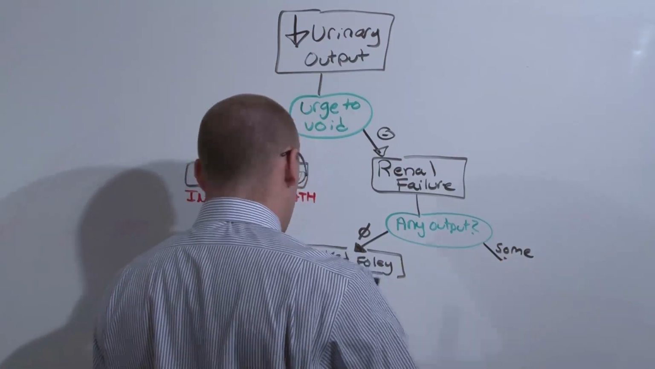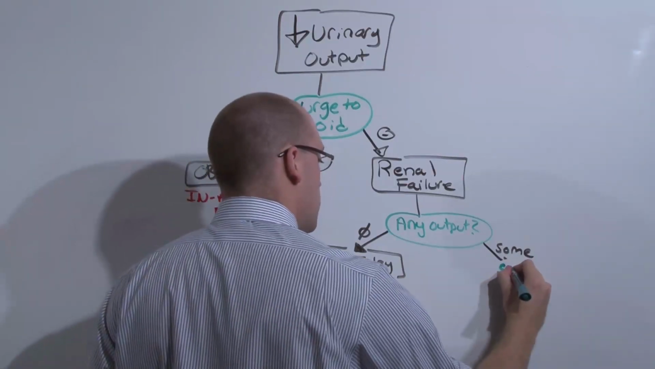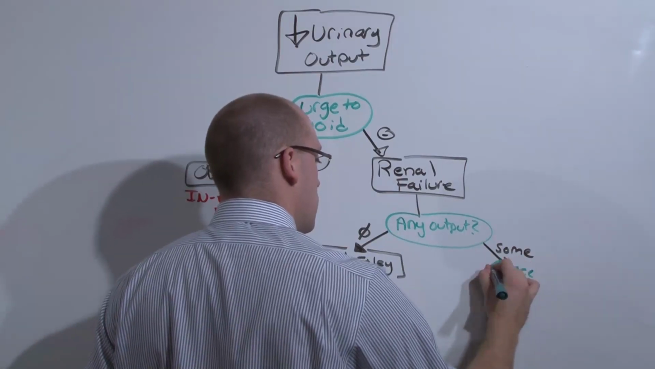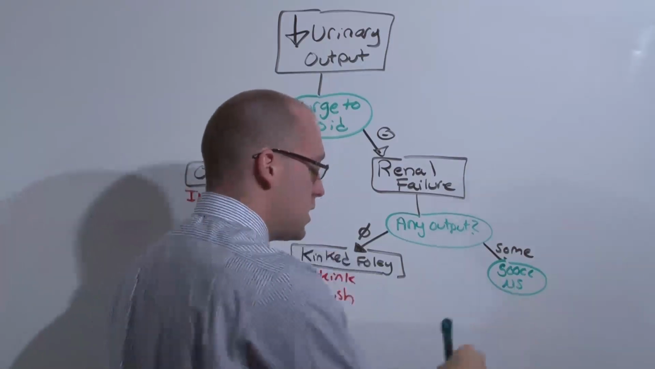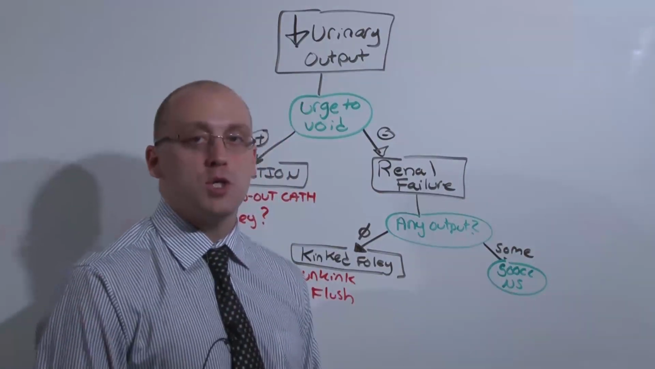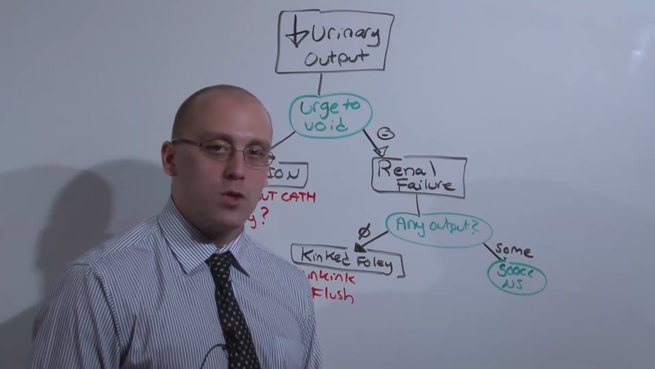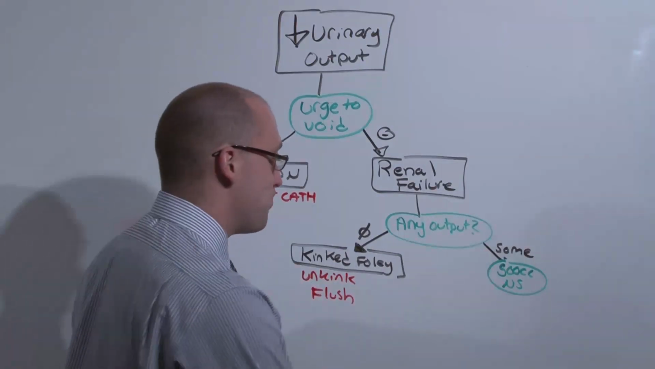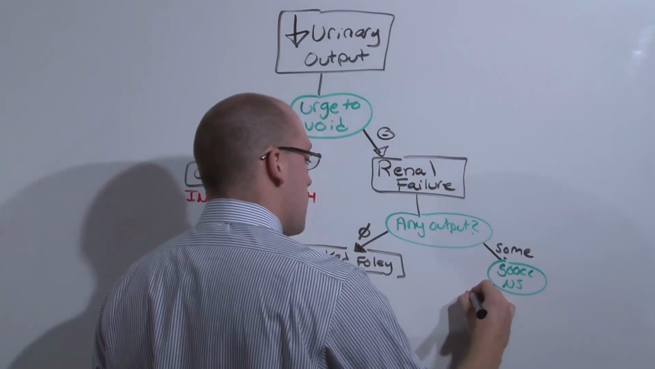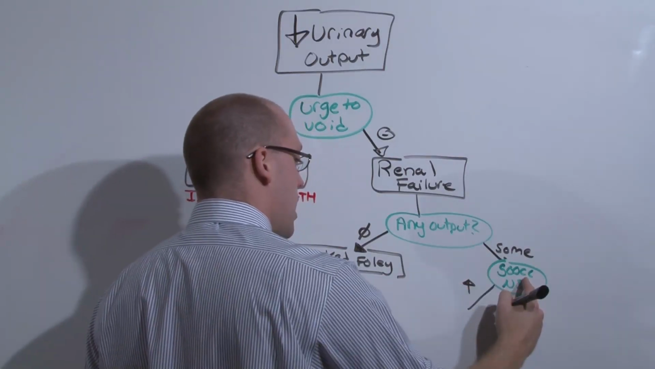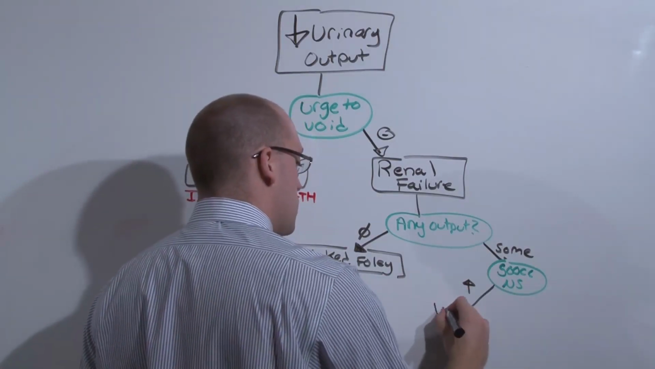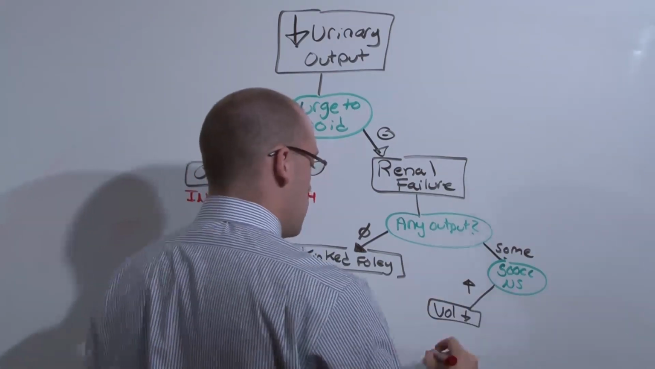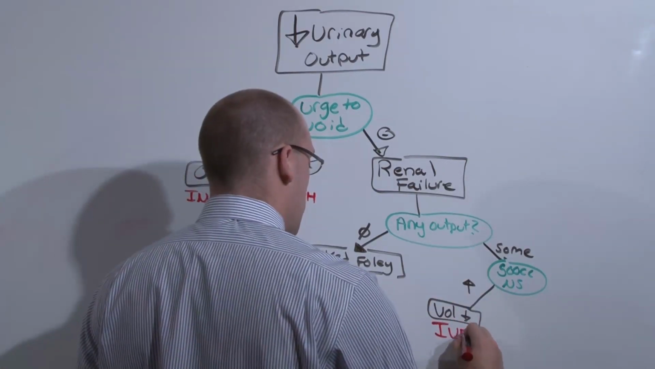And so what you're going to do is give a 500 cc normal saline challenge. The question you're asking, are they simply behind on fluids? Person's been NPO. We're controlling how much fluid they get. Are they just dry and they just needed a little bit more fluid? That is, if the urine output increases after the 500 cc bolus, they were simply volume down. And all we need to do now is give intravenous fluids to catch them back up.